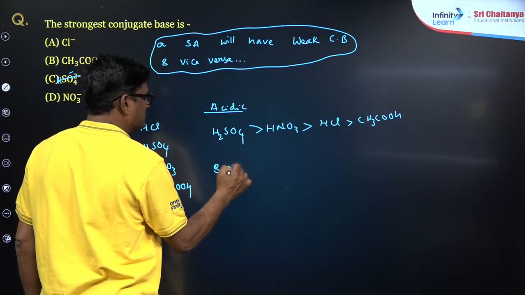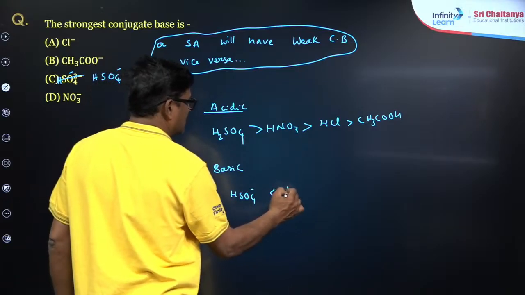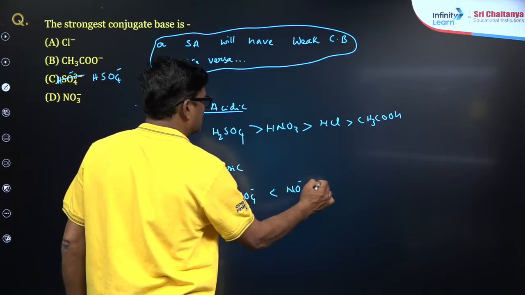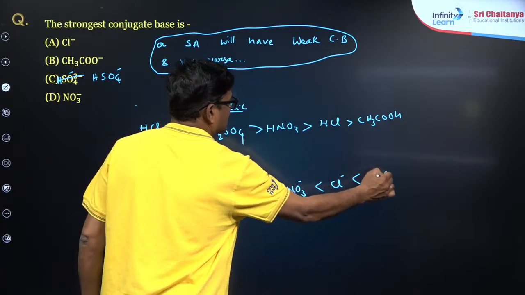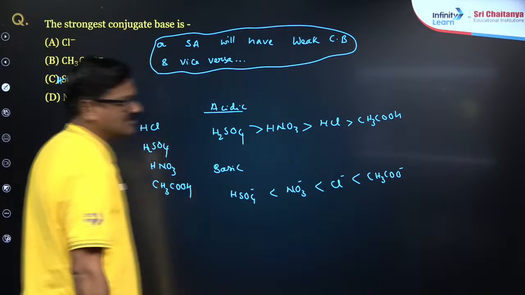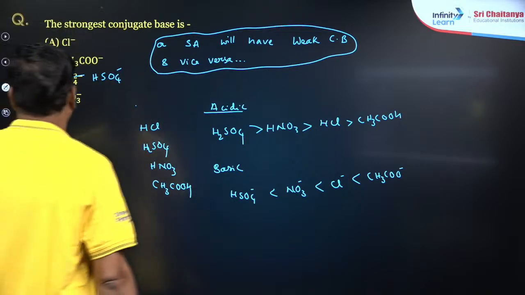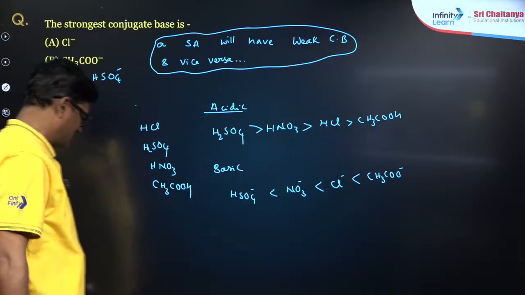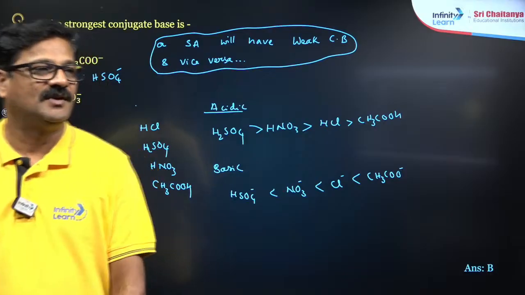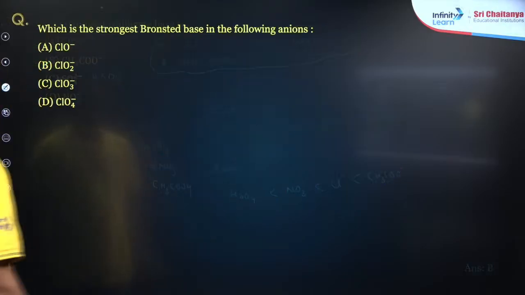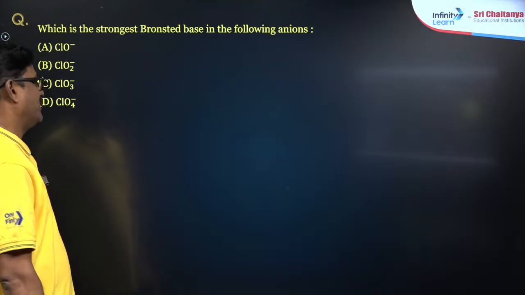Basic strength: HSO4 minus, NO3 minus, Cl minus, and CH3COO minus. Are you getting or not? Clear? So answer B is the correct answer for this question. Next, similarly, which is the strongest Bronsted base in the following?